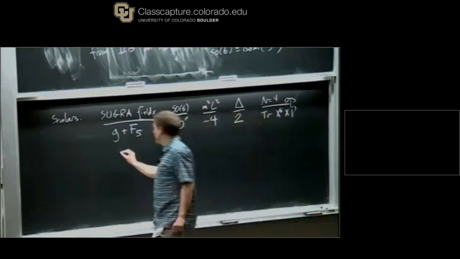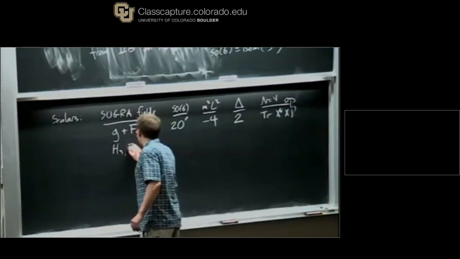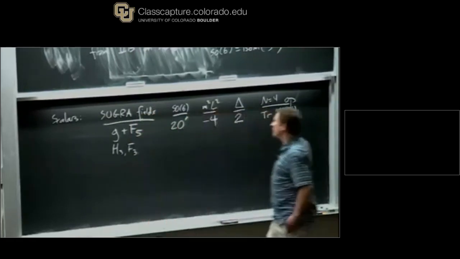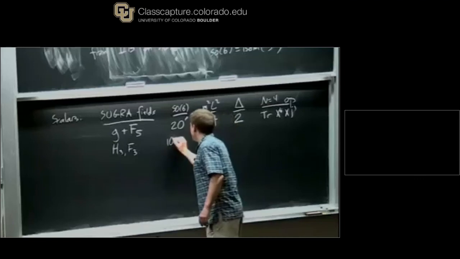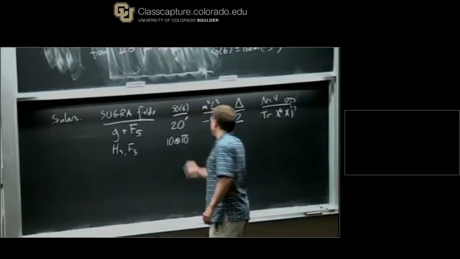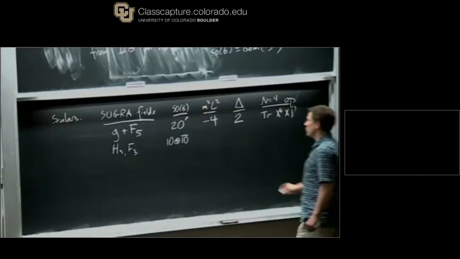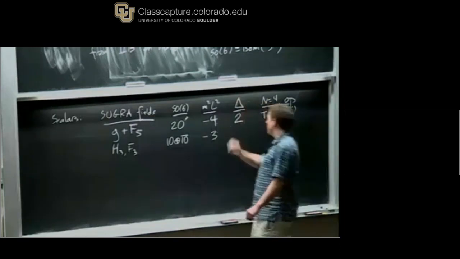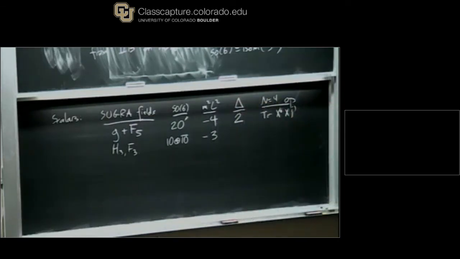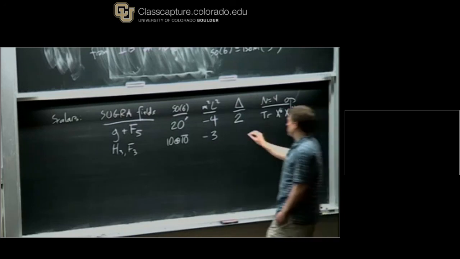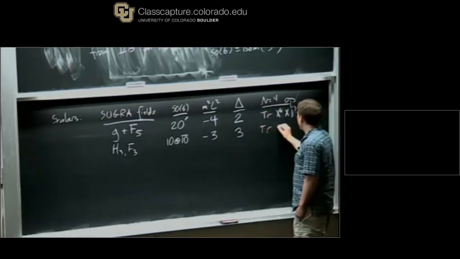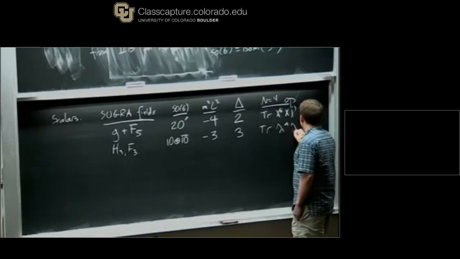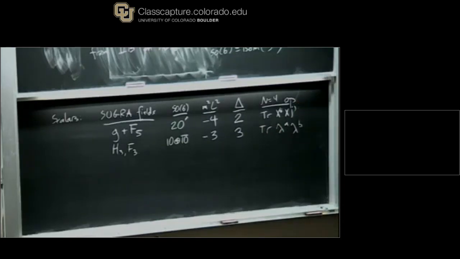Another set of fields come from the 3-form field strengths, H3 and F3 of type 2B. These end up in the 10, which is complex, and its complex conjugate of the SO(6) group. They also have negative mass squared, but it's not all the way down at the Breitenlohner-Freedman bound. They have dimension 3, and these correspond to fermion bilinears in N equals 4 super Yang-Mills.